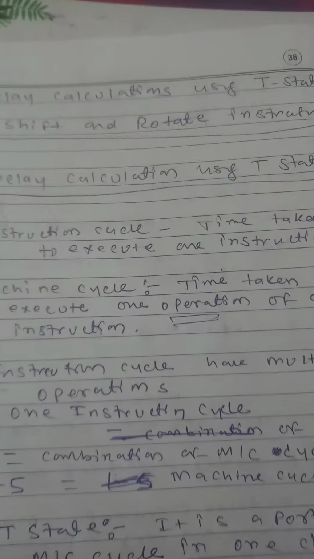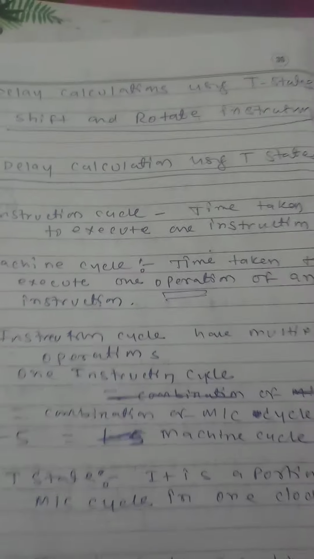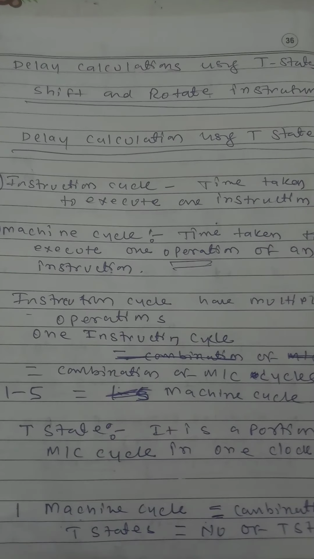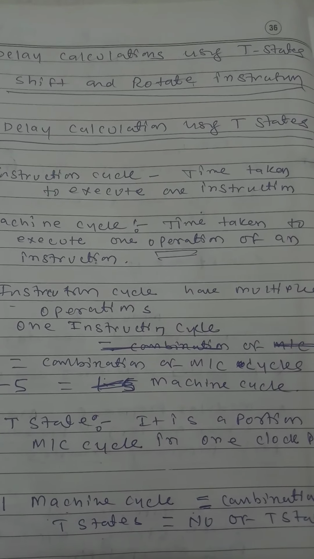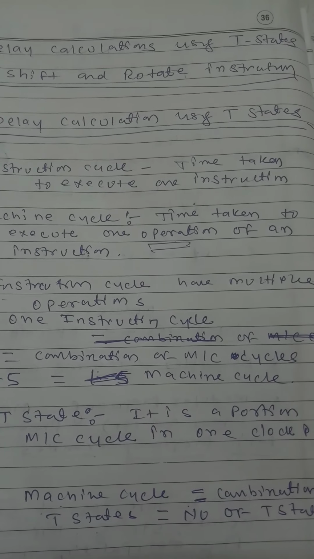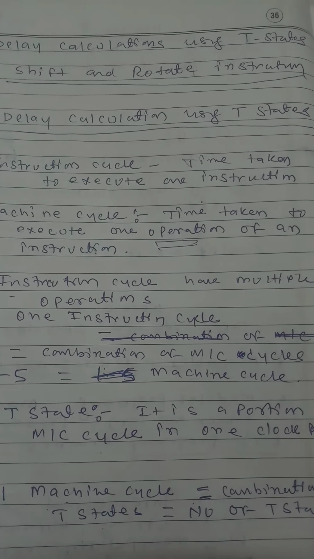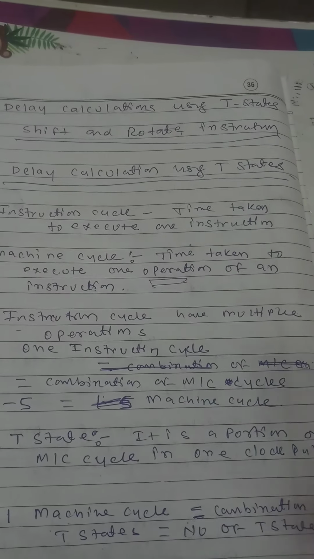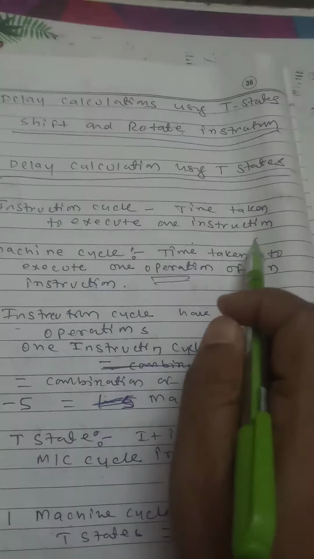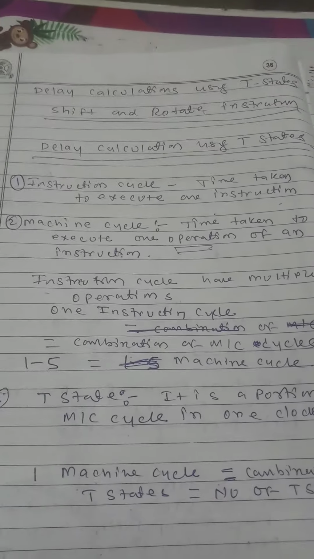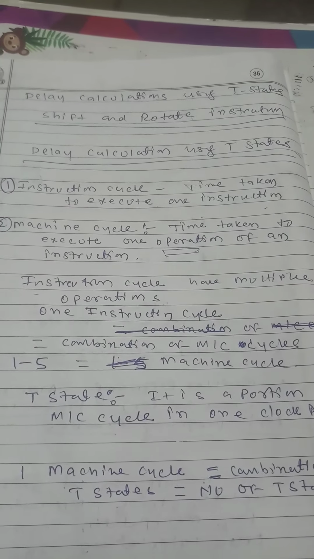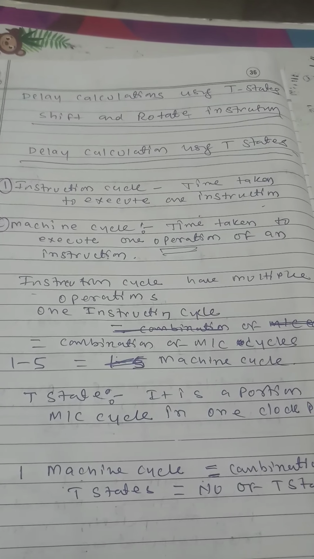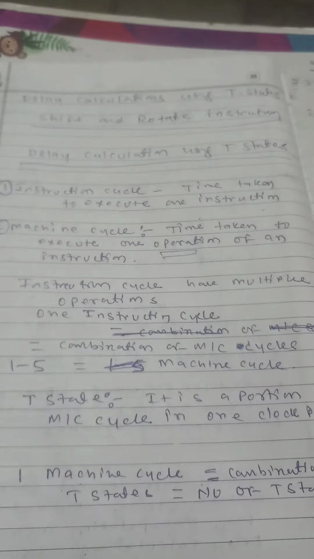Let us see what an instruction cycle is. The instruction cycle is the time taken to execute one instruction. What is an instruction cycle? The time taken to execute one instruction is called an instruction cycle. Machine cycle is the time taken to execute one operation of an instruction.